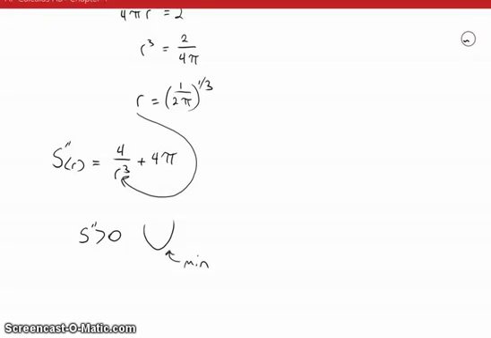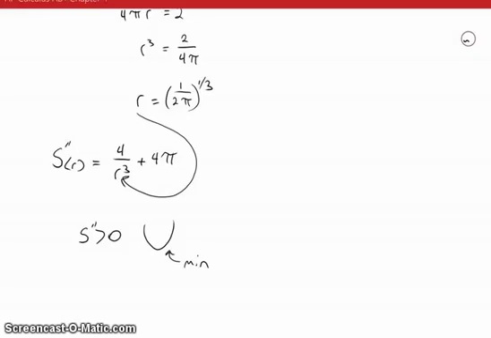So when you say that you know that the second derivative is positive, why are you saying that? So 1 over 2 pi to the cube root is a positive number. 4 divided by a positive number is a positive number. Positive number plus 4 pi is a positive number. All right, so we definitely know it's a min.